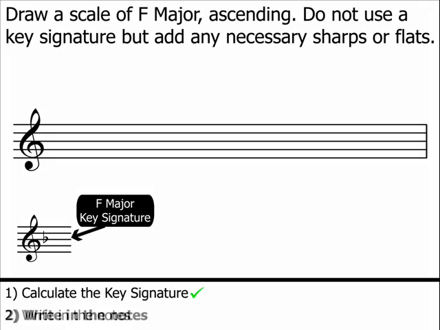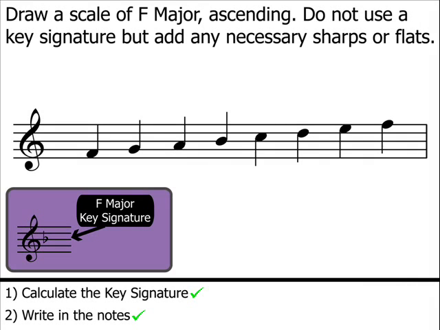Step 2, write in the notes. Write in the notes from F, remember we're dealing with F major, to the next F. And don't forget to check that you put a note on every line and space. Now, although we've completed step 2, you've got an almost complete scale. We're not quite there as we haven't accounted for this.